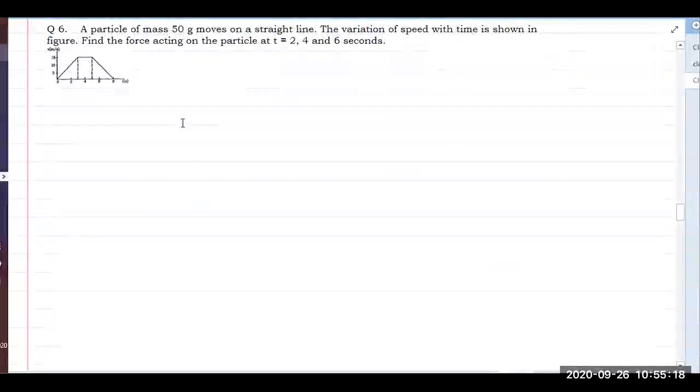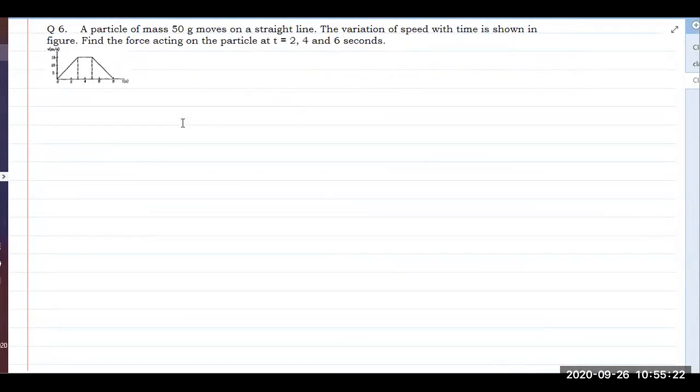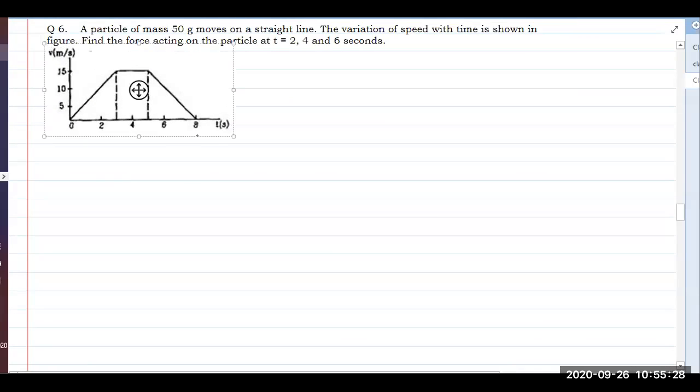A particle of mass 50 gram moves on a straight line. The variation of speed with time is shown in the figure. Find the force acting on the particle at t equal to 0, 4 and 6 seconds.